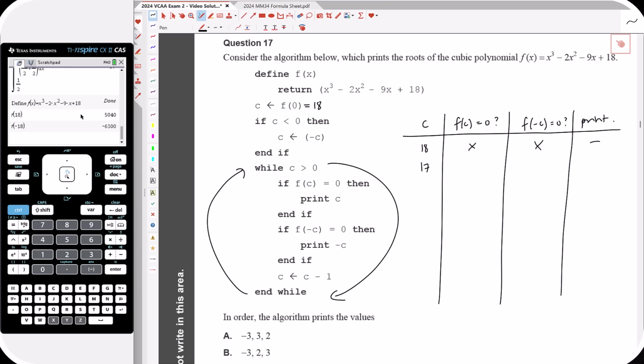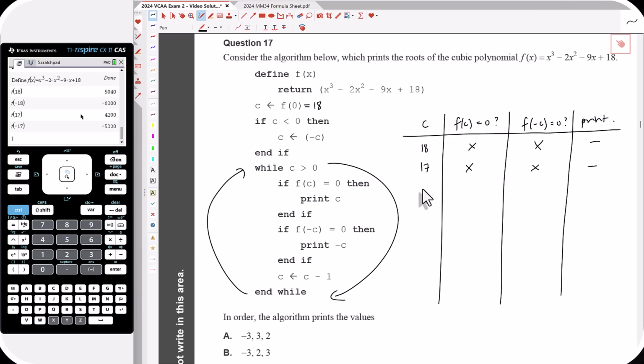If f at 17 equals 0, nope. So we skip over that if statement. If f of negative 17 equals 0, no. So we're going to skip over that if statement, and therefore we're not going to print anything. And we're going to subtract 1 from c.